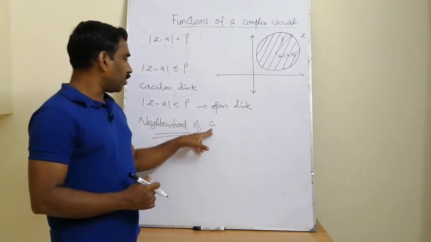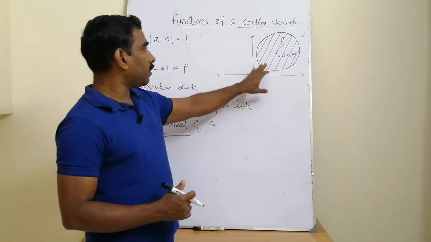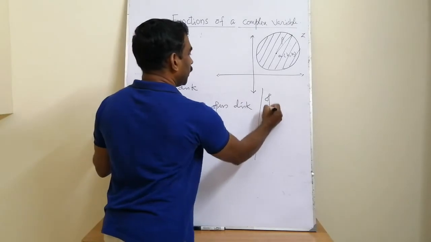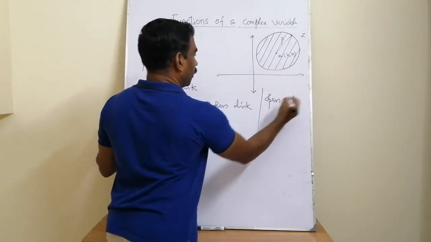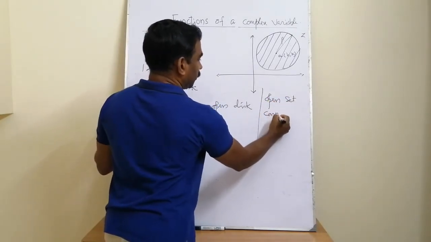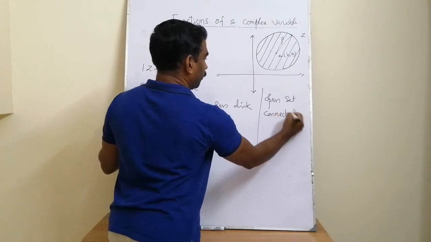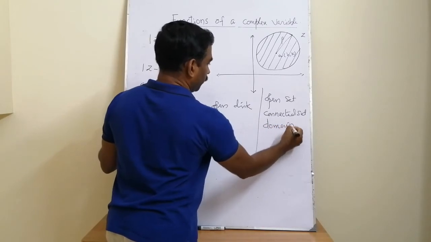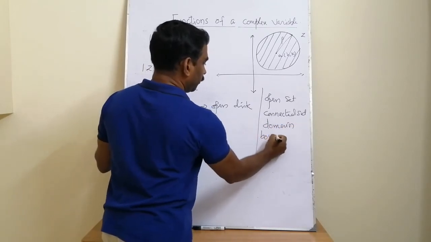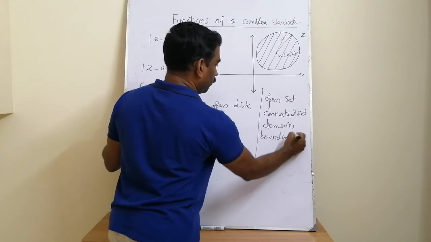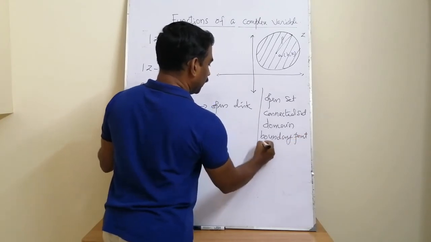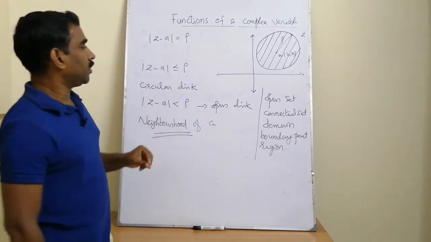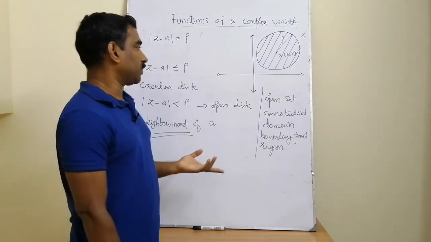And using this neighborhood definition, we can define different sets. That means we can define an open set, connected set, domain, boundary point, and a region. So these are the fundamental definitions before we study complex calculus.